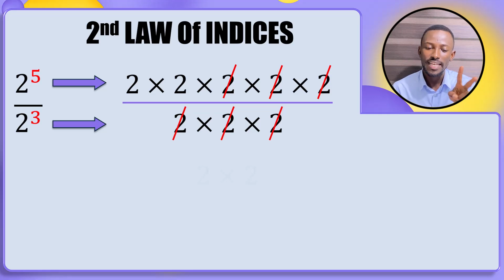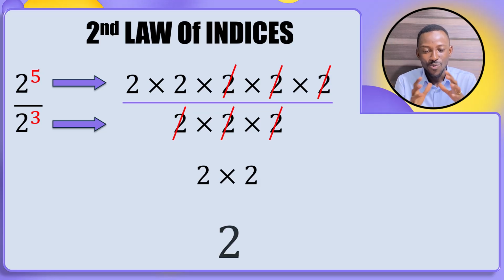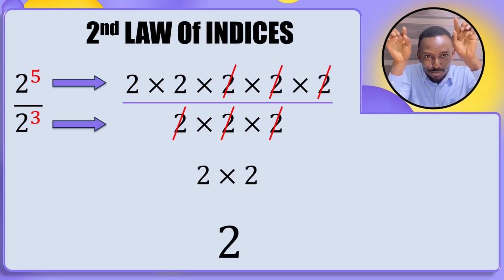And what do we have left? We have 2 times 2 left. And with 2 times 2, remember the first law that we discussed? The first 2 is actually 2 exponent 1, but it's not written, and the second 2 is also 2 exponent 1. So 2 exponent 1 times 2 exponent 1, you just write the 2 and add the exponents, 1 plus 1, which is 2.